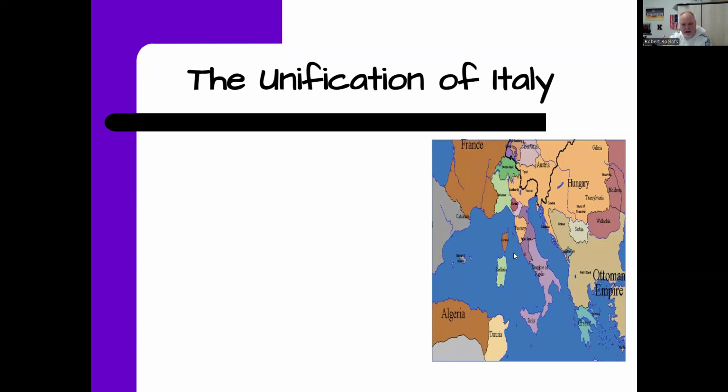So you had France, which had some influence in this region, Austria in the northern parts, Spain a little bit as well. Everybody had a little share of the pie here. The only true Italian state at this point was right here, the island of Sardinia, which is where the unification process actually starts.